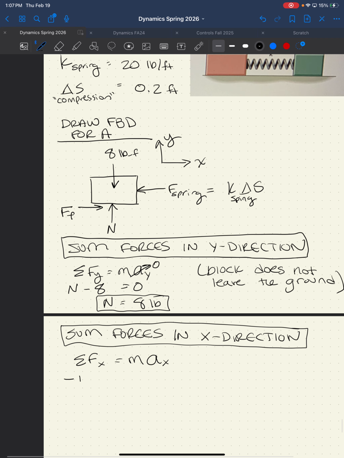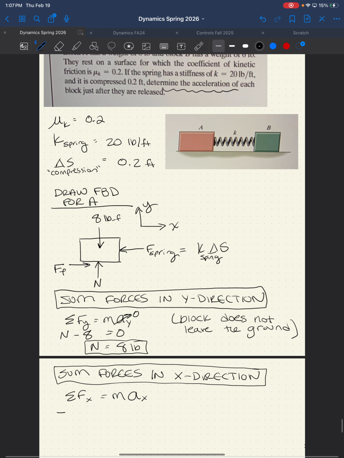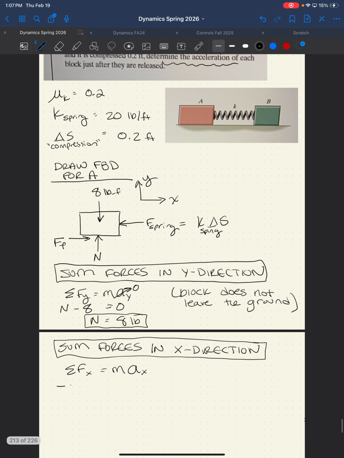Yes, so to find the mass of the block, I need to divide by 32.2 feet per second squared. So I'm going to leave it that way in my mass equation. So just to be a little clear, this is pounds force, and this is feet per second squared. So that's G. And this is acceleration in the X.